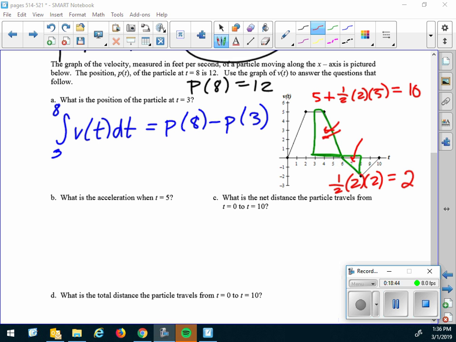This piece right here has an area of 2, but it's negative because it's below the x-axis. So what's the area of the total green? 8. So you're going to have 8 equals P of 8, which is 12, minus P of 3. So P of 3 has to equal 4. Now, let's look. Do we have units we need to deal with? The velocity is measured in feet per second, so what's the position? 4 feet.